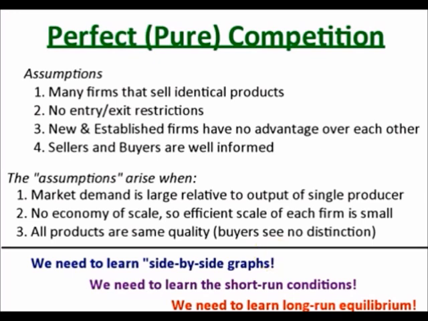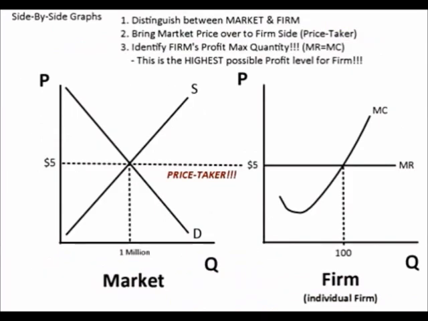So let us move on to graphical analysis. First thing that we want to do is make sure that we understand that there is a side-by-side graph that we have to deal with. There is the market side, which is going to be on the left side of the graph, and the firm side, which is on the right side of the graph. You need to make sure that you can distinguish between the market and the firm. When you draw a graph for perfect competition, such as in a short answer, you need to learn to do the side-by-side graph by default.